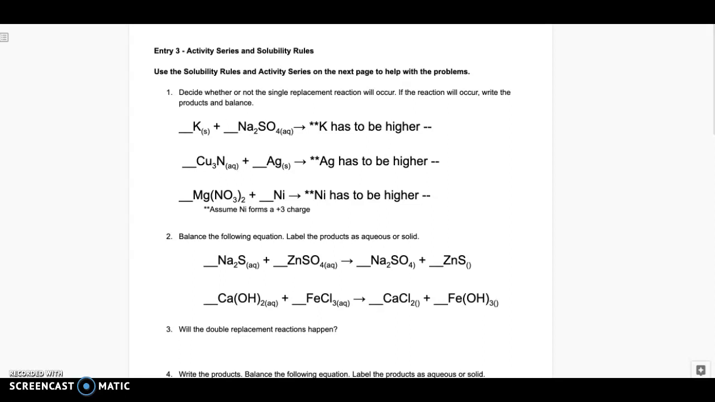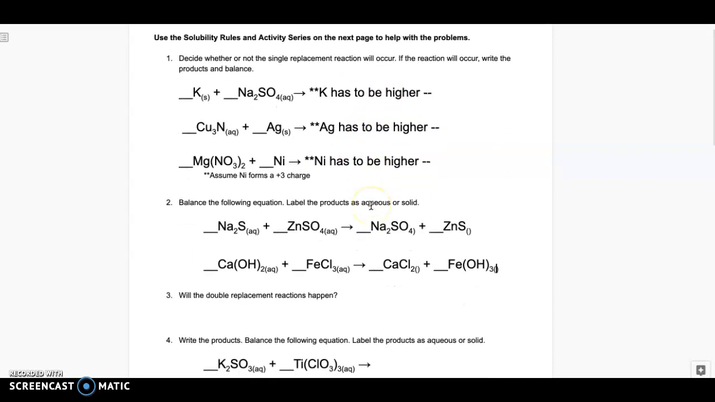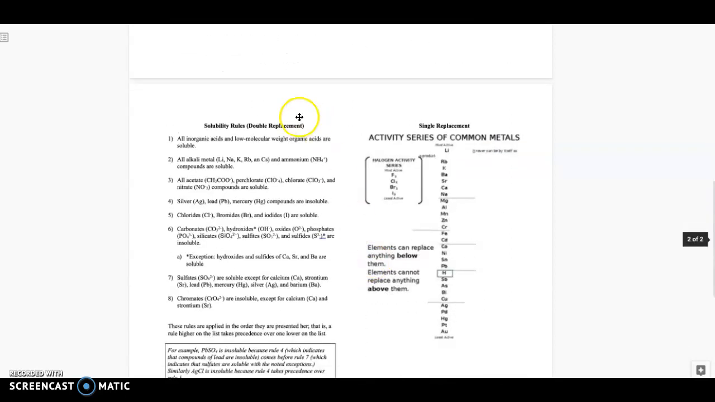All right, we're going to do entry 3. This is activity series solubility rules. So basically, will single and double replacement reactions occur? I made some notes here already, and then we're using these down here.